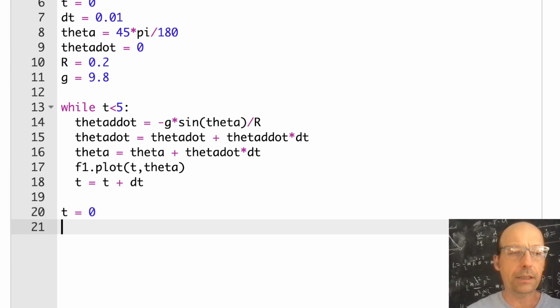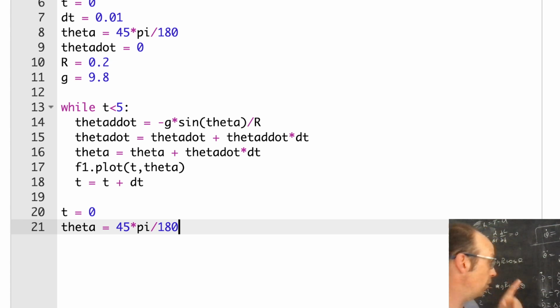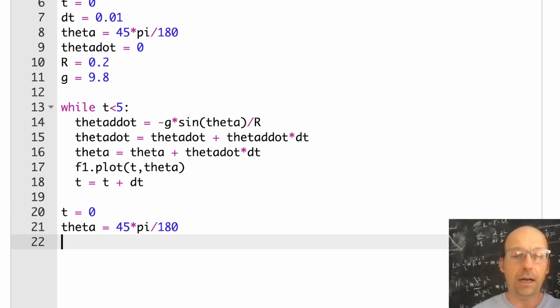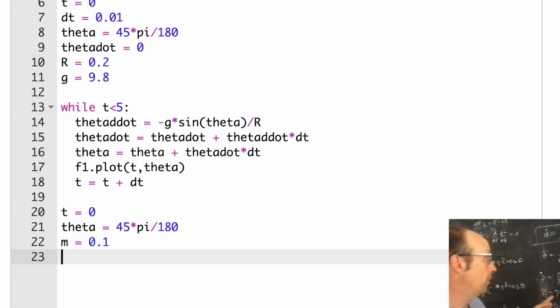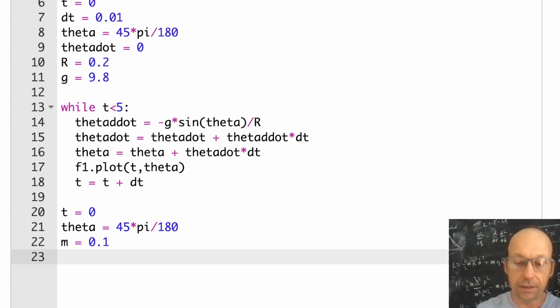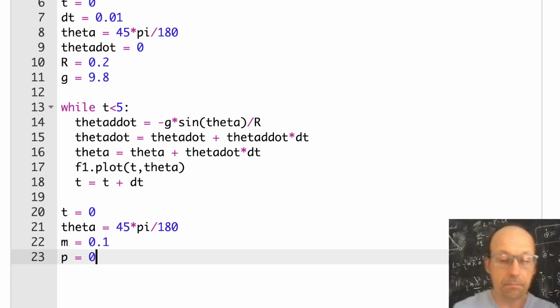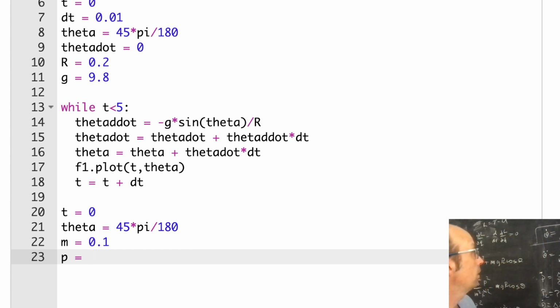So t equals 0. I'm going to reset my t. Theta equals 45 times pi over 180. You'll notice here that I need initial theta and initial momentum now. You can say the mass cancels, but I actually kind of need the mass. So let's say the mass is 0.1, and I'm going to write the initial momentum. I'm just going to give it a value. I'm going to say it's 0 though. So P is equal to 0, because I need that up there.